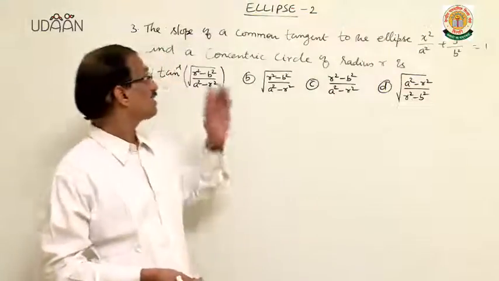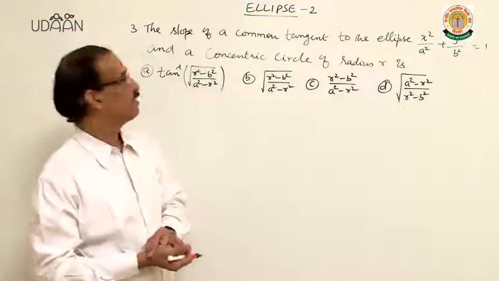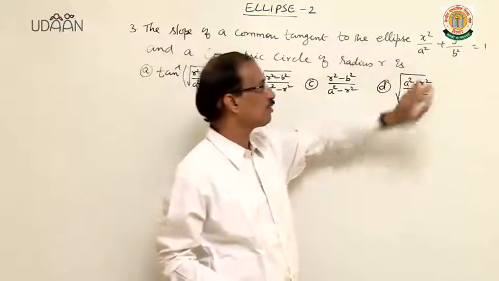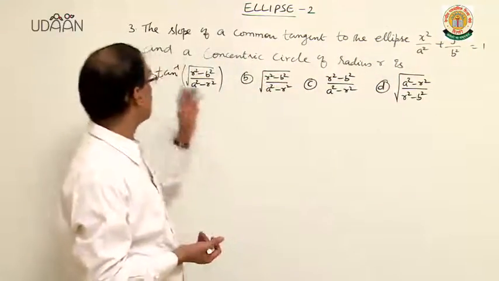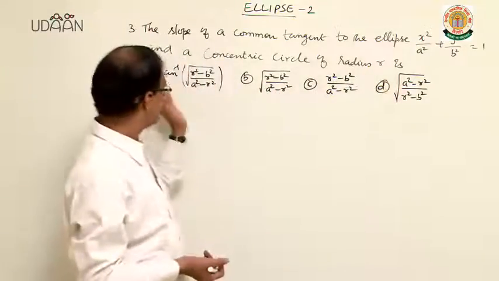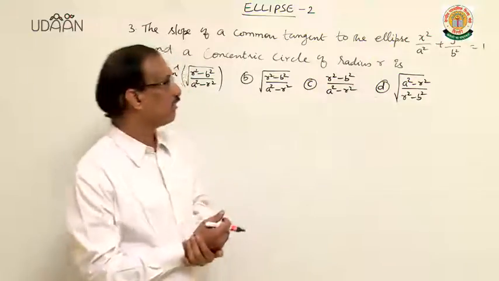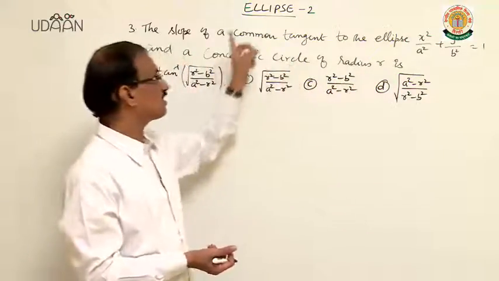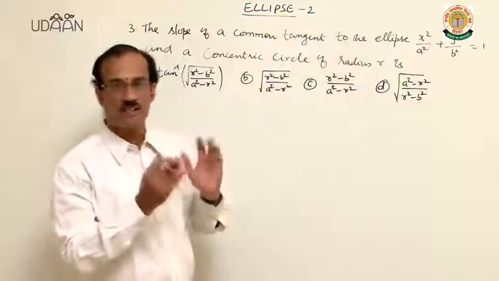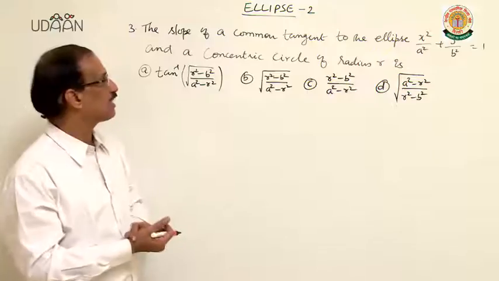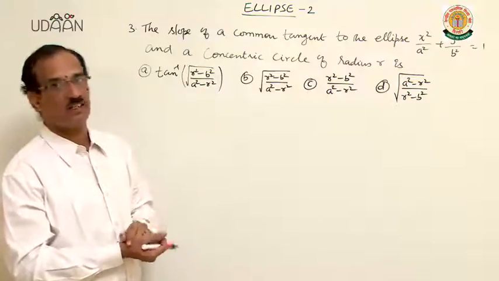Now let us see the third question. What it says: the slope of a common tangent to the ellipse x square by a square plus y square by b square equal to 1 and a concentric circle of radius r is, these options are given. So with radius r, this circle is concentric with the ellipse. That means the center is the same for both the ellipse as well as the circle that you have.